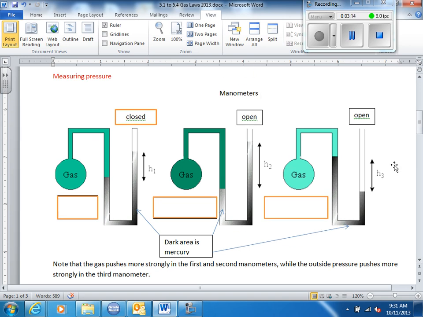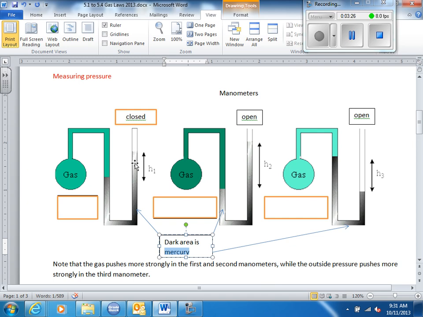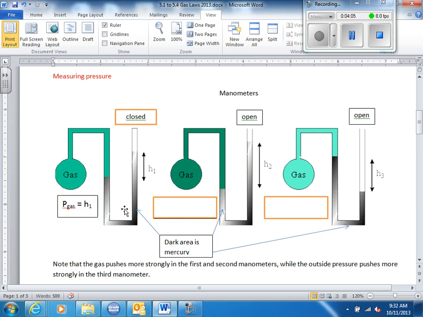In the closed manometer, we have the gas pushing down, and this brown or black area is literally the element mercury. Well, not literally because you're looking at a video, but if this was a real manometer, we would have mercury in here. And up in the top of a closed manometer, we have a vacuum, meaning there's zero pressure up here, no gas molecules, nothing. The gas is pushing on the mercury and pushing the mercury up toward the vacuum. So the gas is pushing lower than the vacuum is pushing. The difference between these two would be your millimeters of mercury. The pressure of the gas would be the height difference in millimeters of mercury.